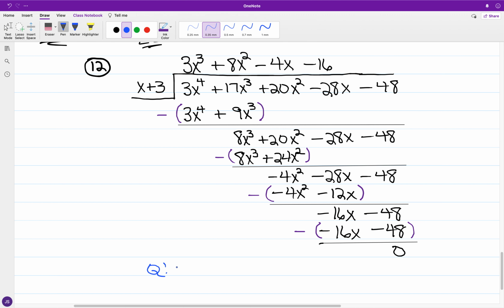of numbers, or I should say top array of terms. So you have 3x cubed plus 8x squared minus 4x minus 16. Now there's going to be complete divisibility of x plus 3 into this polynomial since the remainder is going to be 0.